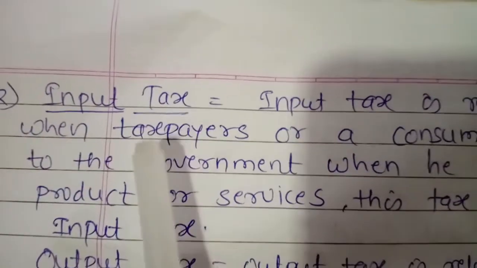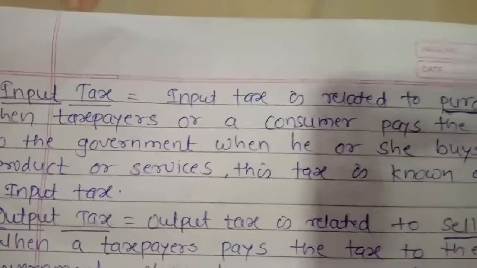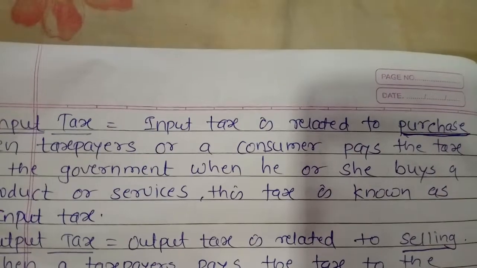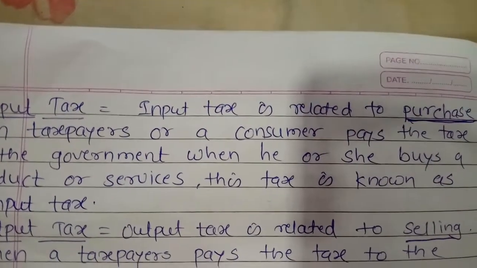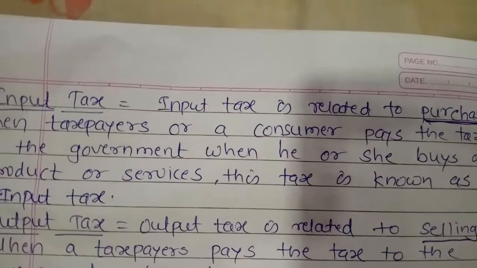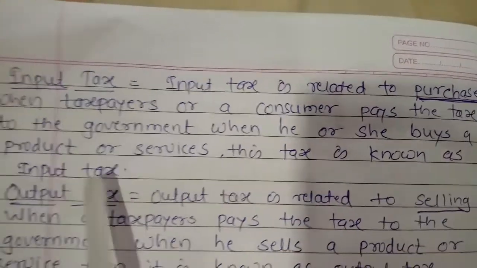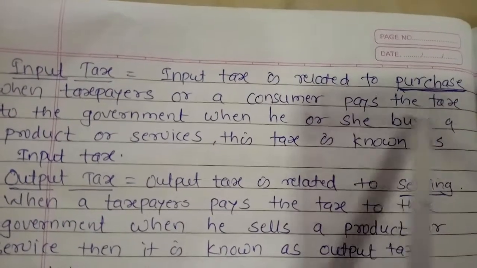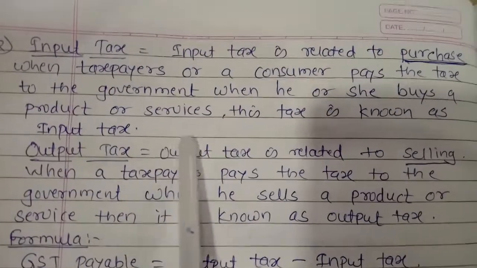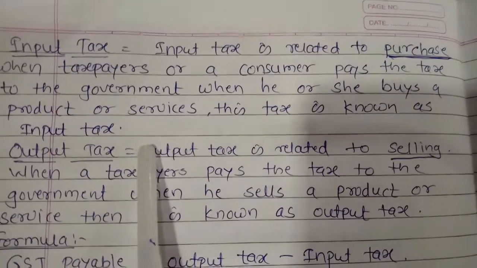Now we are going to learn the different terms in this chapter. The first one is the input tax. What is the meaning of input tax? Input tax is related to the purchase. When we purchase any item or object, the tax that is levied on it, we call it input tax. So input tax is related to the purchase. When a taxpayer or consumer pays the tax to the government when he or she buys a product or service, this tax is known as the input tax.